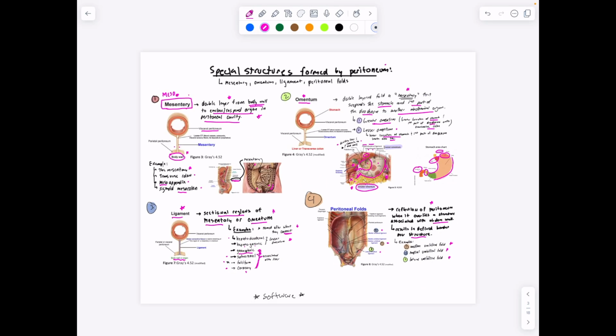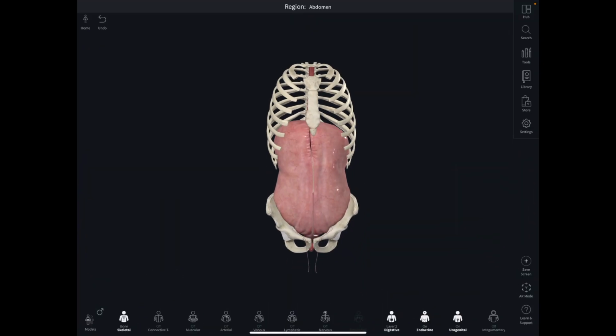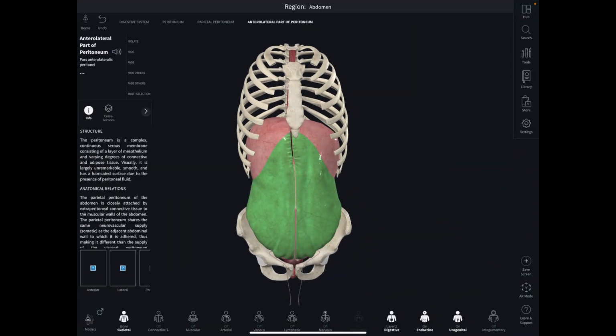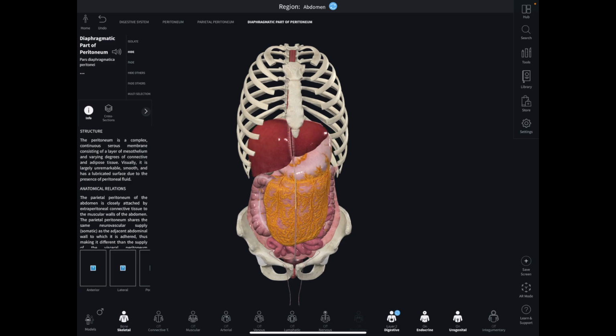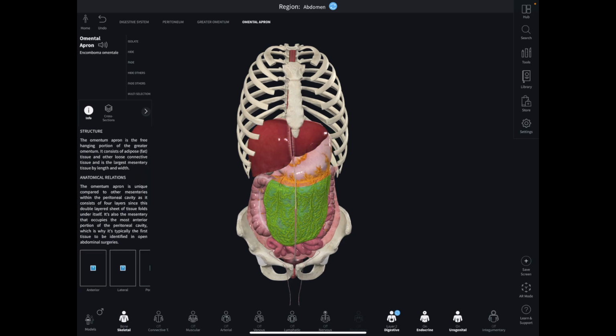All right, let's just take a quick look at the software so we can see what we can in the abdominal region. So you're like, that looks nothing like what we would expect, right? Where are the intestines? Well, here we have the anterolateral part of the peritoneum, so I'm just going to hide that. And then we have the diaphragmic part of the peritoneum. Hide that, so that's on the underside of the diaphragm. Here we have our friend, the liver. Then you can see we have the flap from the greater omentum. So I'm going to go ahead and hide that. I'm going to hide the liver.